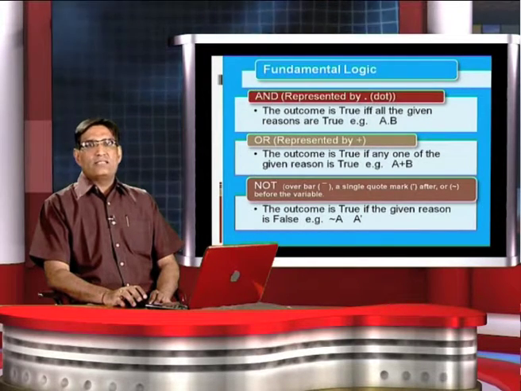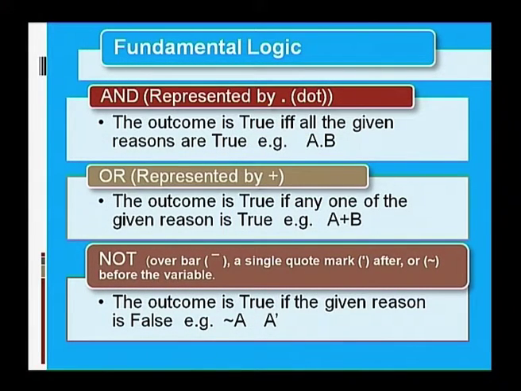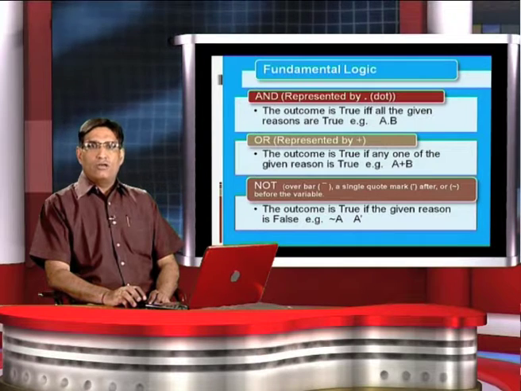Now the third logic is termed as NOT logic or negation logic. Negation is nothing but inversion of the inputs. It says that if the input happens, the output doesn't happen. If the input doesn't happen, then the output happens. So we say that the outcome is true if the given reason is false. In computers it is represented by many symbols, that is by placing a bar over the variable, or by placing a quotation mark after the variable, or placing a tilde character before the variable. So these are three fundamental representations of NOT logic.